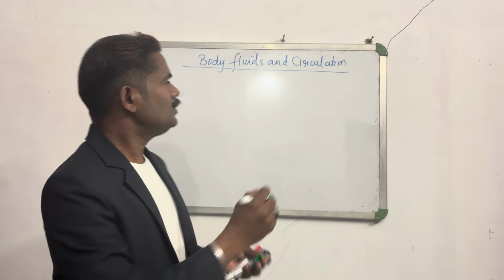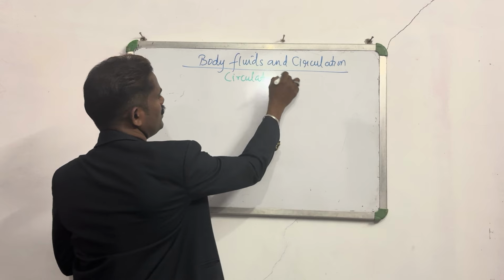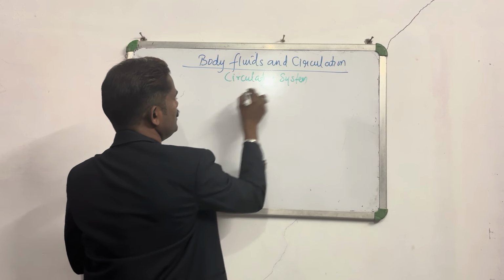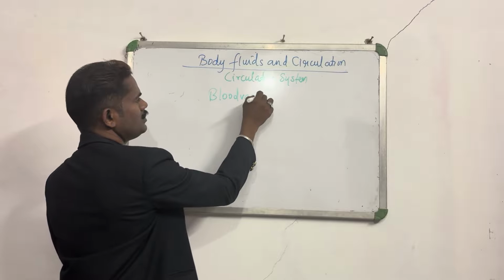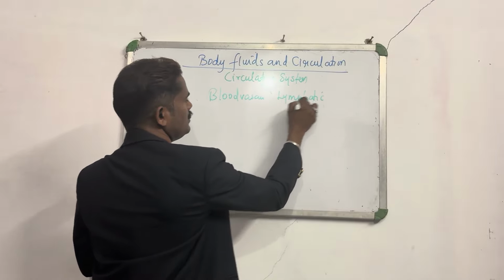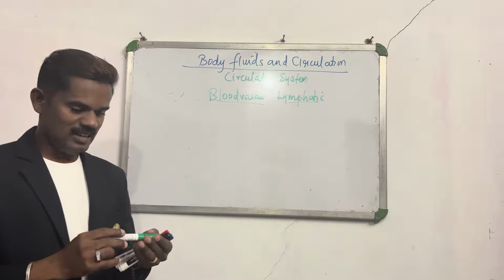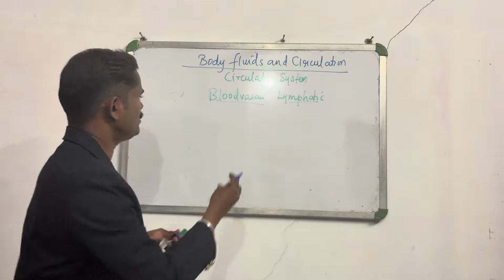There are two types of circulatory system in our body: the blood vascular system and the lymphatic system. So these are the two types of circulatory system in our body. First we will deal with the blood vascular system.